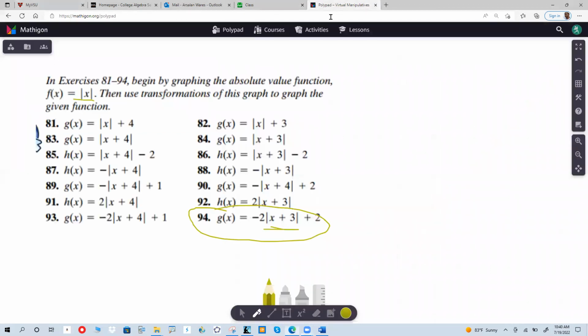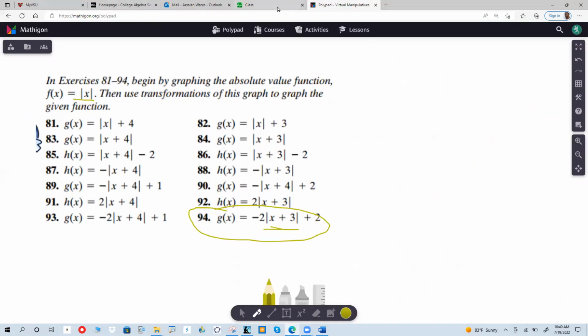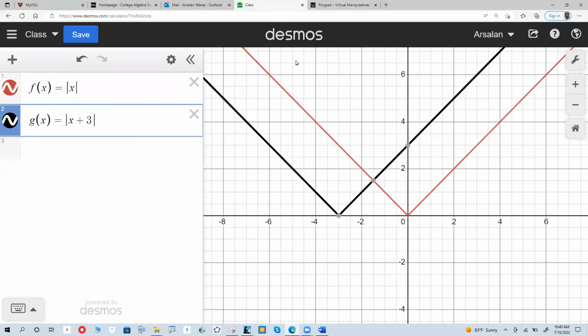Then what happens? Then I go to my problem. Okay, then I'm going to multiply it by minus 2. First, I'm going to multiply it by plus 2. Plus 2 will be a vertical stretch by a factor of 2. I can almost draw it for you guys. It will look more like this.